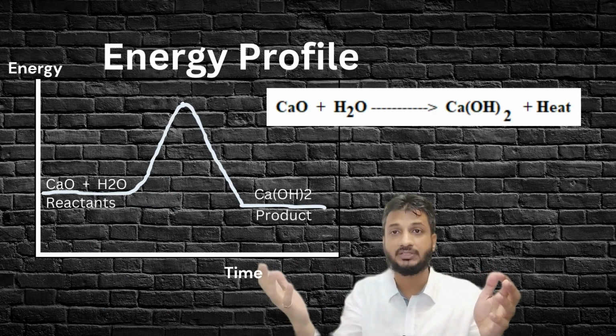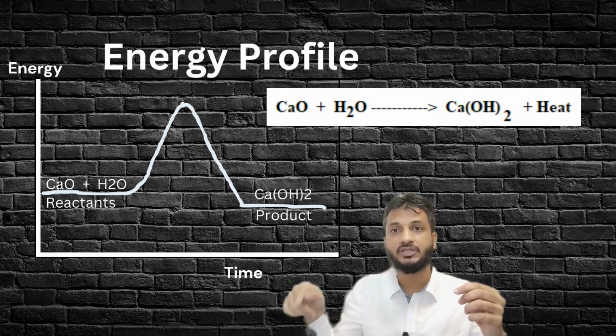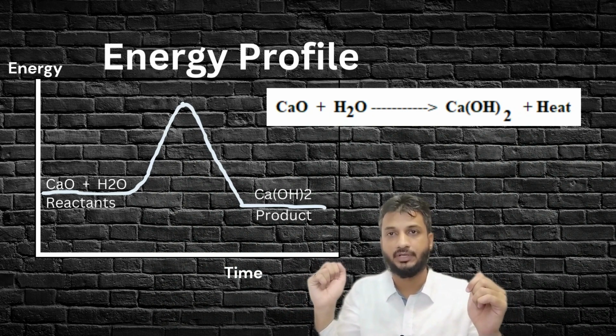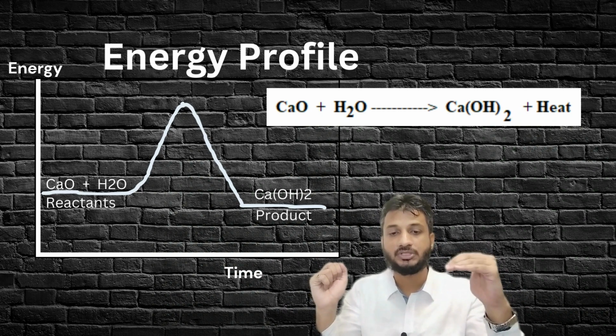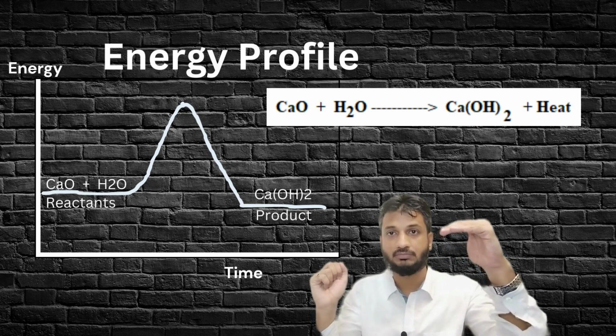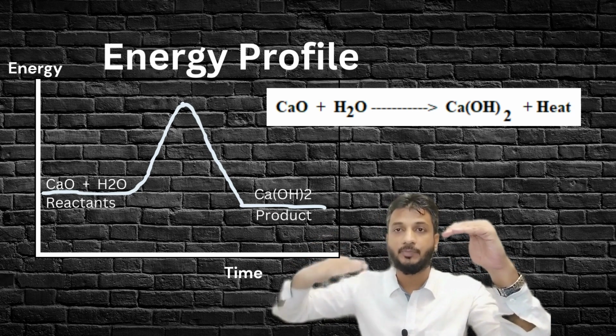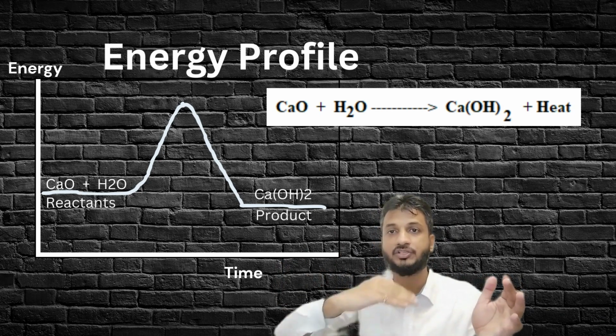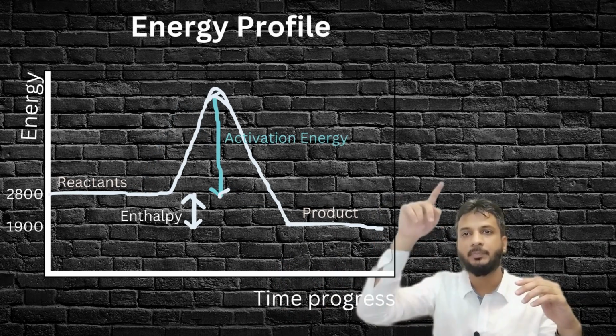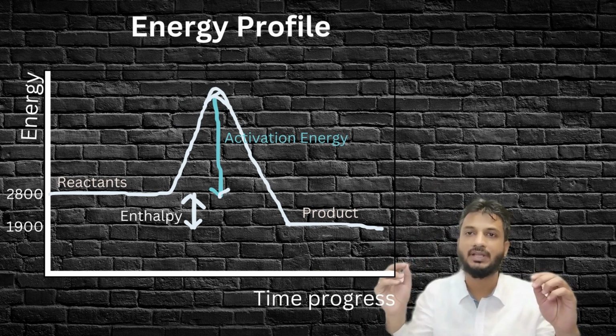Now, when we take an exothermic reaction, for example, when we react calcium oxide with water, this is an exothermic reaction. So when we draw the graph for this, this is how the graph looks like. You can see the reactants, which are calcium oxide and water, are higher in the energy value, and the product, which is calcium hydroxide, is lower in the energy level. And then we make a peak, guys. So what is this peak actually?